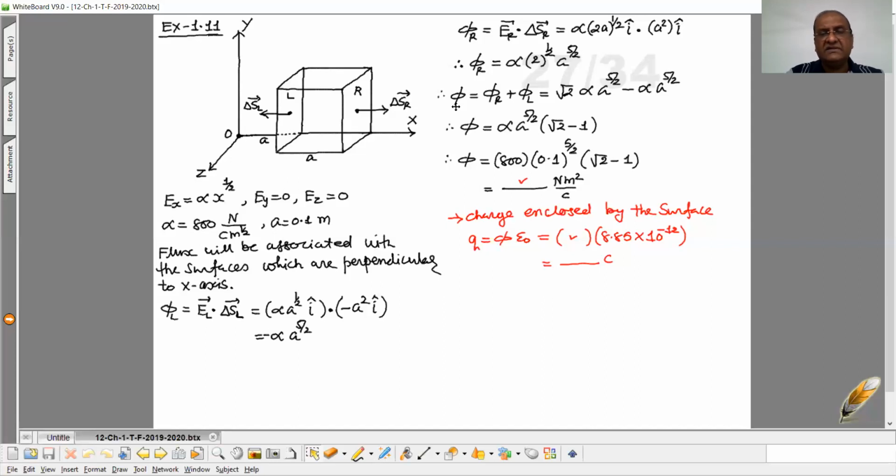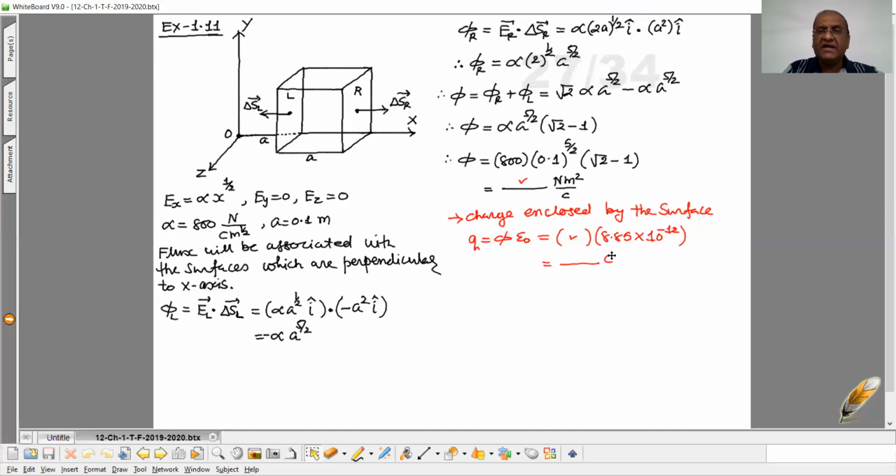So the net flux passing through this particular cube, that is phi R plus phi L, is root 2 alpha a raised to 5 by 2 minus alpha a raised to 5 by 2. Resultantly, taking alpha a raised to 5 by 2 common, we get it into the bracket root 2 minus 1. Alpha is 800, a is 0.1 raised to 5 by 2, into root 2 minus 1. Now solve this one, you will get the total flux phi passing through this particular cube.